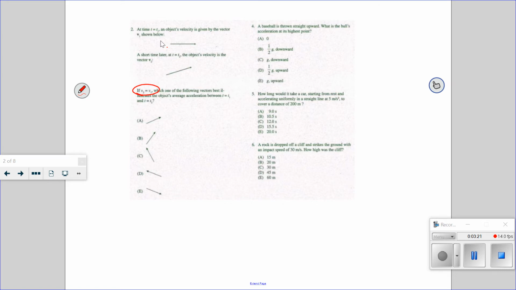Which is the acceleration? Well, the average acceleration is V2 minus V1 over T2 minus T1. Delta V over delta T. Okay, if you didn't know that. So V2 minus V1: you make a new vector here that's minus V1 vector, and it points back. And they're the same length, right?